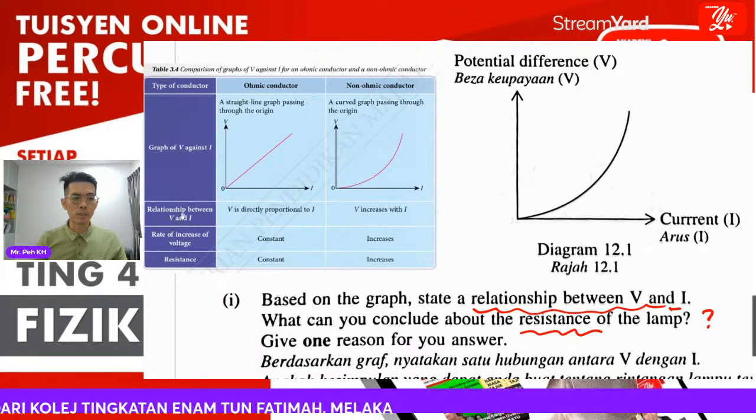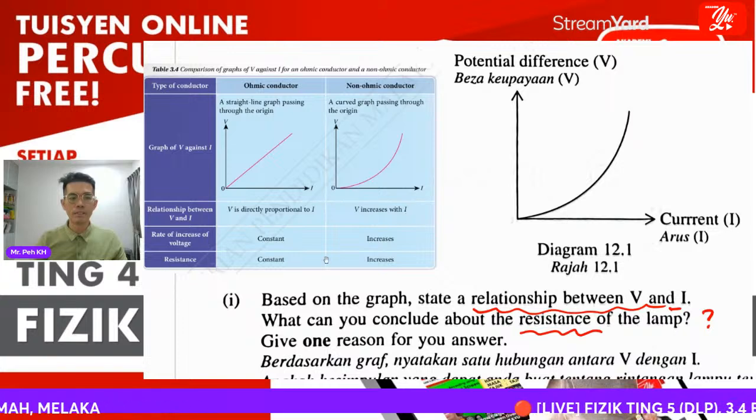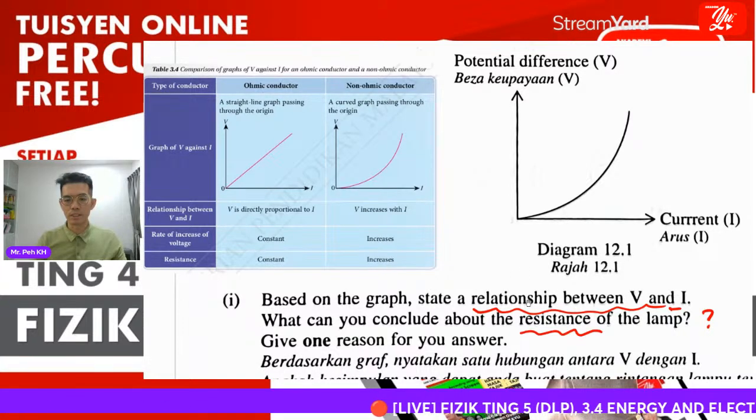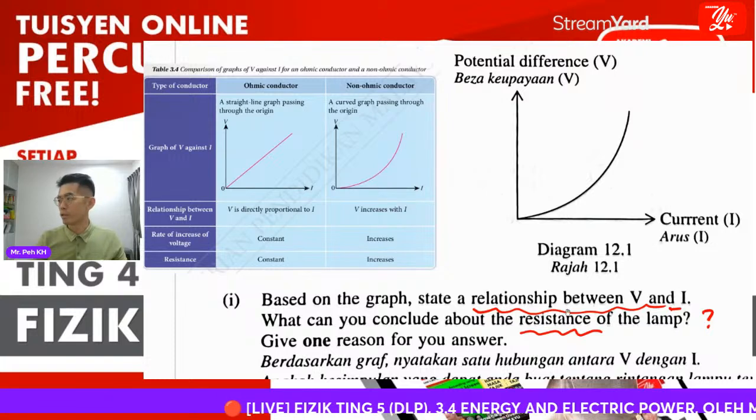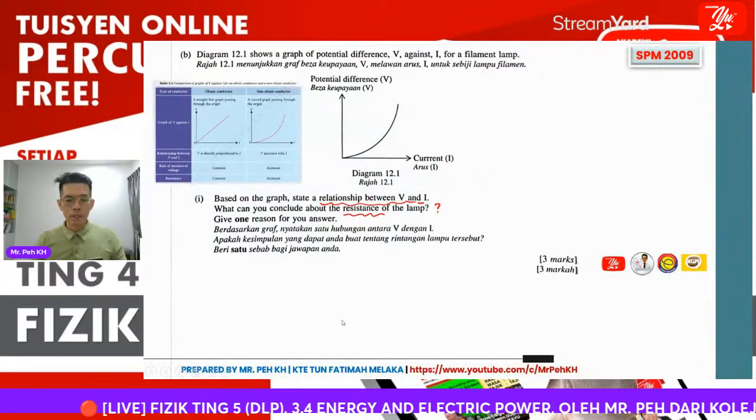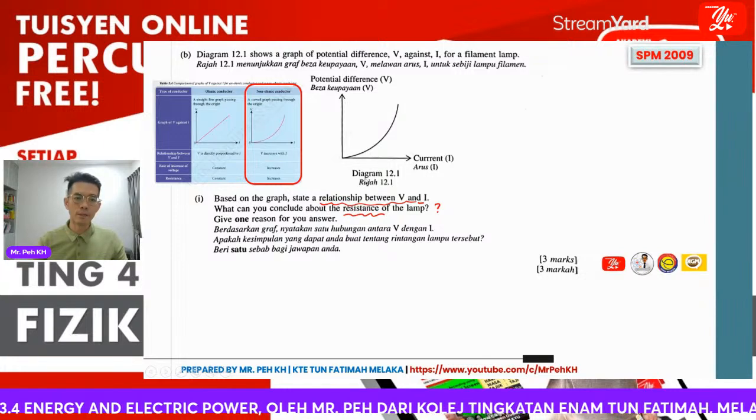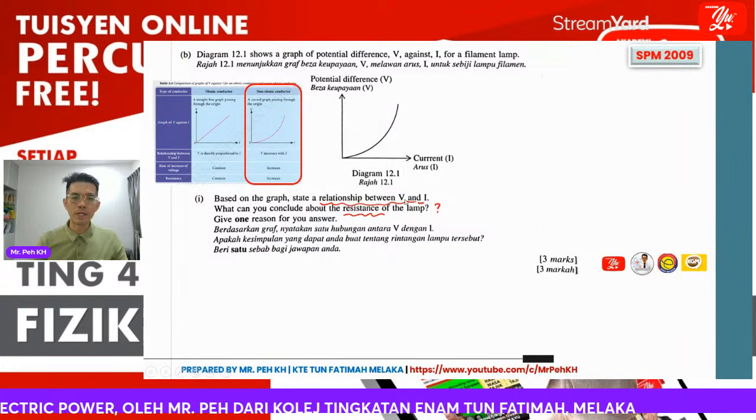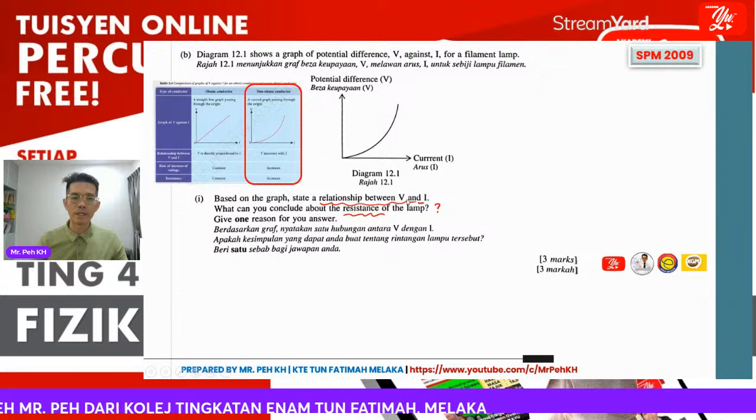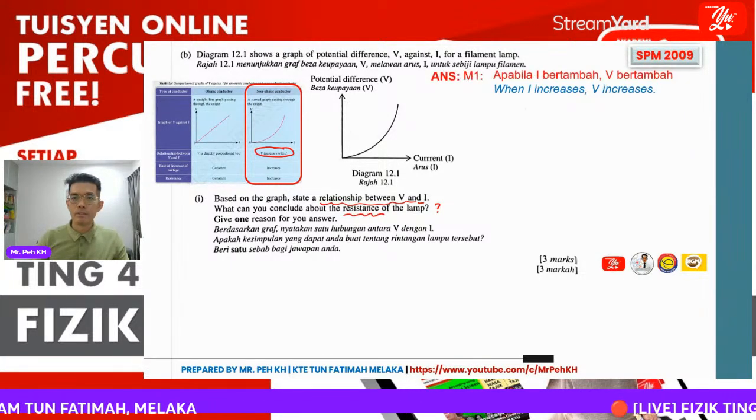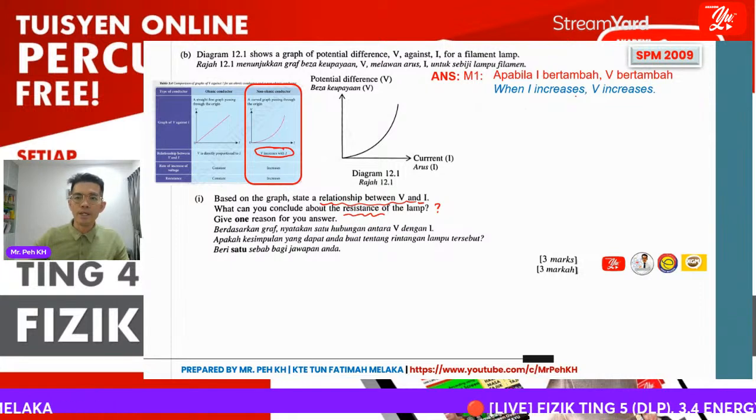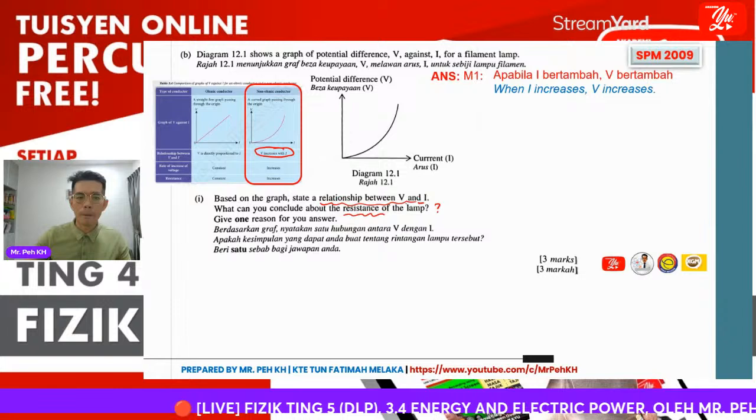The relationship here is very clear. V increases with I, and then the resistance will increase. This is the information requested by the question. So here we should follow the information from Ohm's law. First, the relationship between V and I: V increases with I. So this is the first. When I increases, V increases. This will be for the first mark.